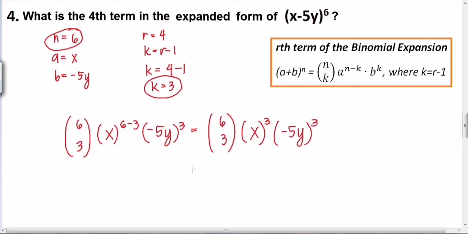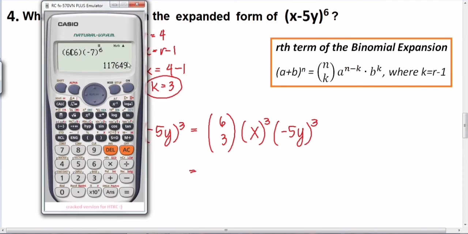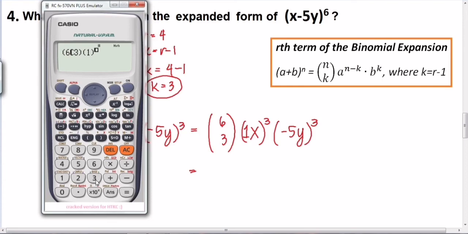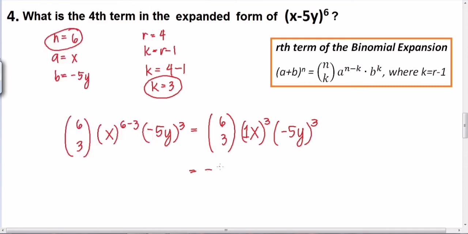Okay? So, let's get our calculator. So, 6c3, times x cubed. So, yung 1 na yan, may 1 dyan, so 1 raised to 3. And then, negative 5. So, parenthesis, negative 5, raised to 3 din. Okay? So, equals nyo, negative 2,500.